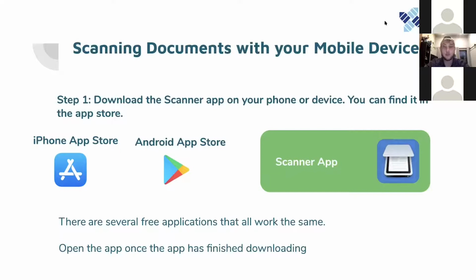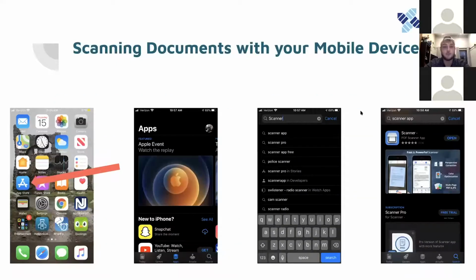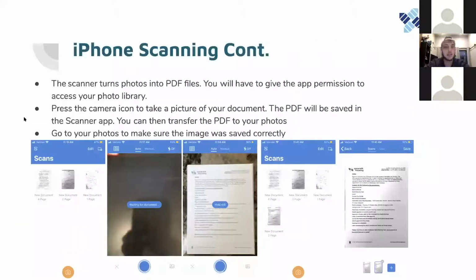You don't need to pay the premium one because you're not going to be using it for a business or using it on a regular basis. So just download the free one. Once it's done downloading, just go into the app. It'll be on your home screen. You see here we have some screenshots that just kind of take you through what it would look like on your iPhone. And then the next slide is kind of going through a step-by-step of what to do.